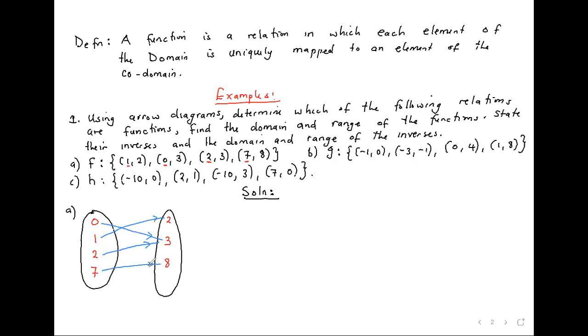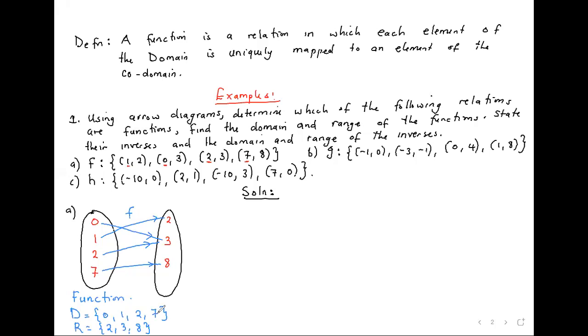So all the elements of the domain are mapped by f to an element on the right. Each element of the domain is mapped to an element on the right. So we are saying this is a function. Then find the domain. The domain here is 0, 1, 2, 7. Find the range. The range here is 2, 3, 8.